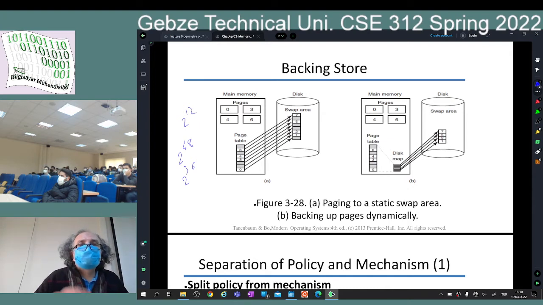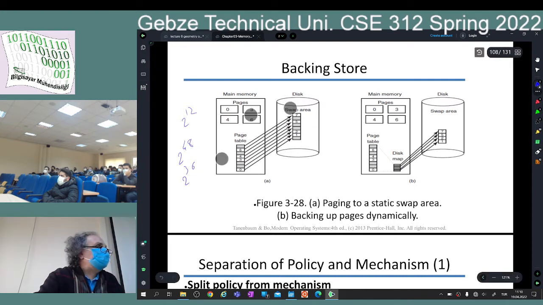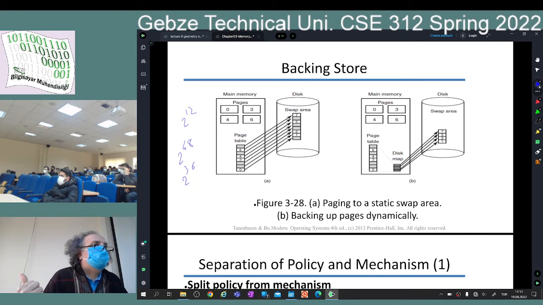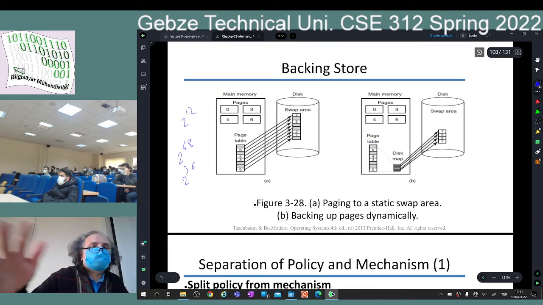Okay. So backing store, that's the definition, and 2 alternative approaches. Nobody uses this one. This is too wasteful. This is the way to go. You only swap out to the disk when the page is swapped out. You don't allocate your pages on the disk before the process starts.